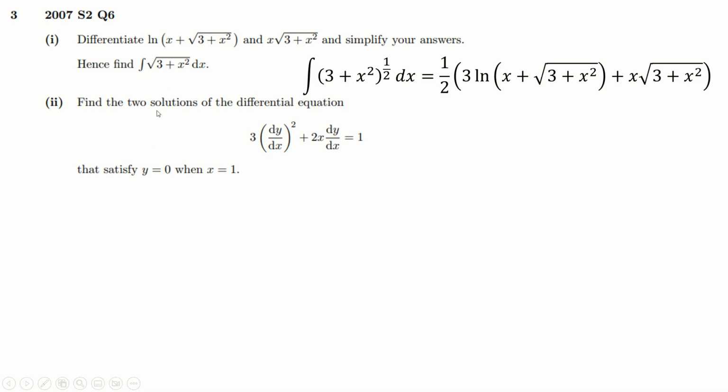Part 2, find the two solutions of this. Now, this is not a second order differential equation, because it's not d2y by dx squared. dy by dx all squared is a very different thing. So this isn't a second order differential equation. It's also not a first order differential equation that you would have really seen before, because it's actually a quadratic equation. It's something squared plus some amount of the thing, and then a constant, and then equals 0, I guess you could write. Right? So this is actually a quadratic equation in dy by dx.